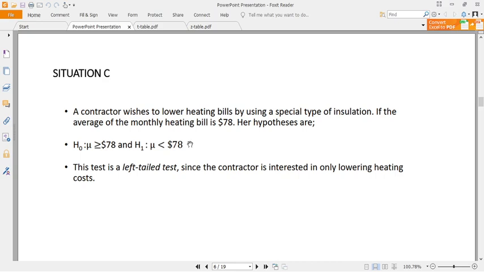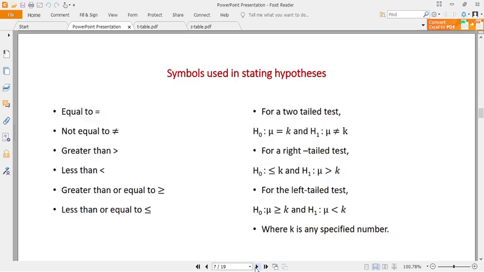And remember, with research, you're coming in to solve a problem. So this has maybe been high, and the researcher is coming in to lower the heating bill. So the test is a left-tailed test, since the contractor is interested only in lowering heating costs.